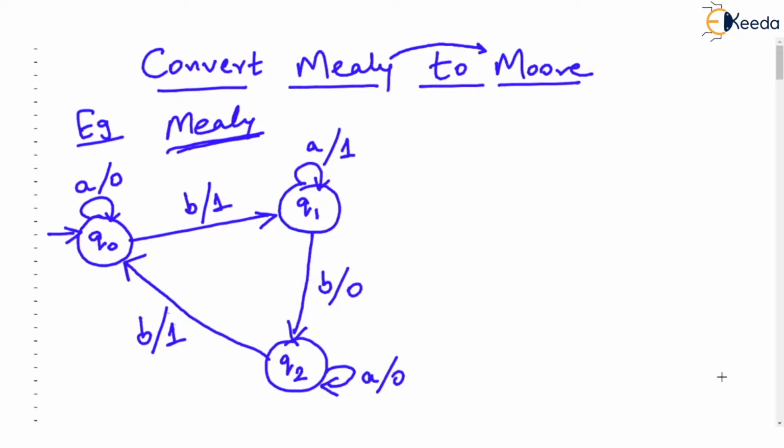First of all, let's inspect Q0 state. Now you observe that this Q0 state of Mealy machine has a transition for A, as I am redrawing it, with output 0. Output is 0 here. And we are having another incoming transition to the same state Q0, but this time on B. But the output is 1, you observe.